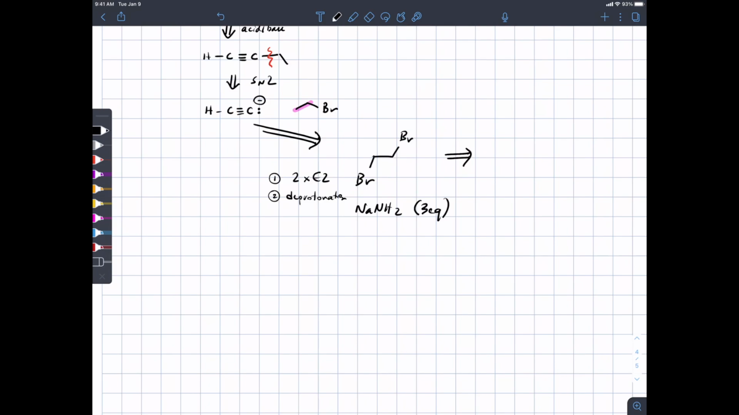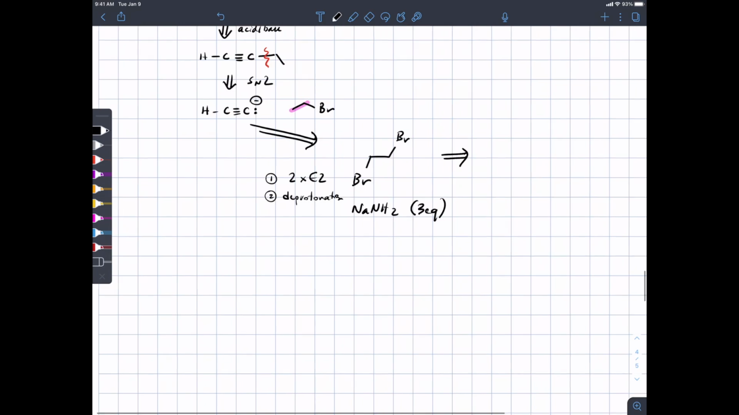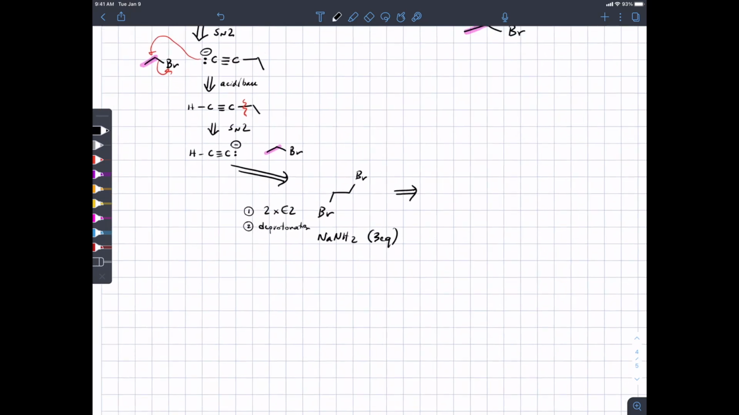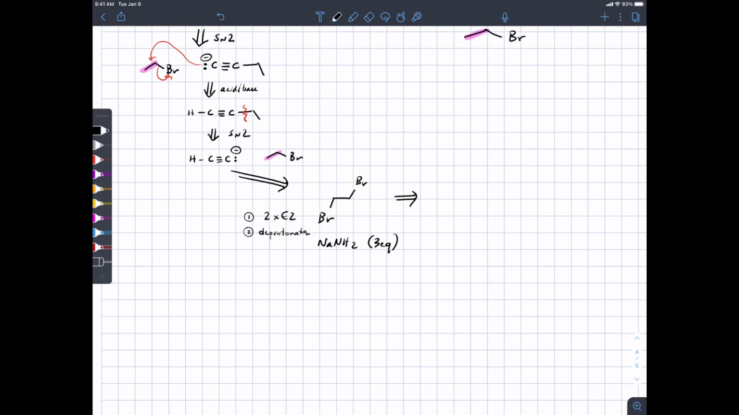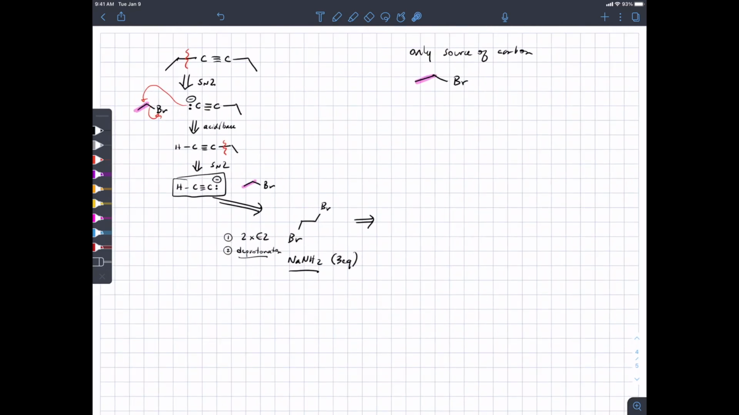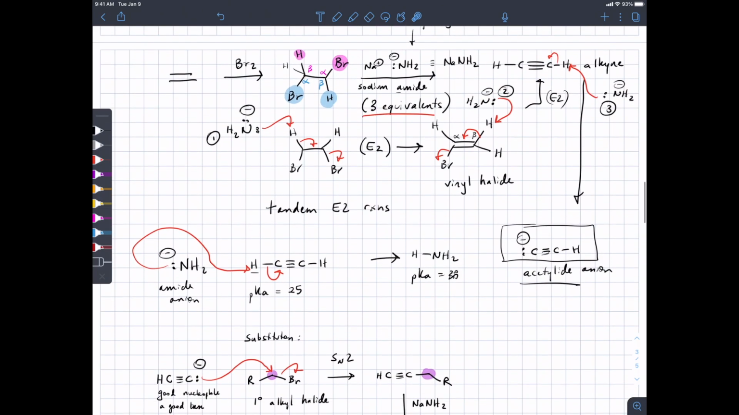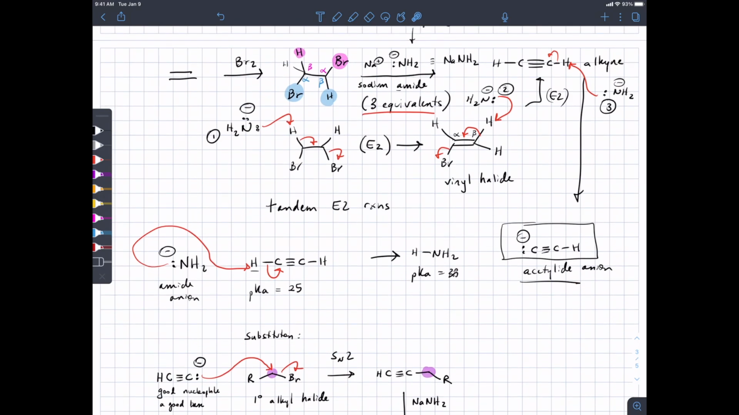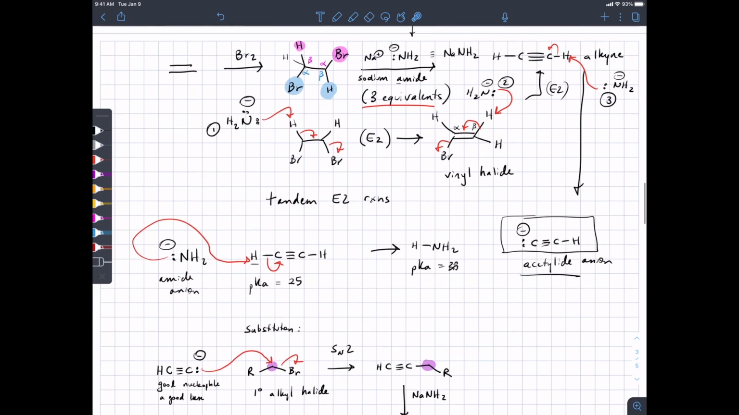All right, where do I get the vicinal dihalide from? The bromines on adjacent carbons. Going back, we're using three equivalents of base for 2 E2 reactions? For the two E2 reactions and the deprotonation, that will get you all the way to this acetylide anion. That's basically what we did up here. I'm moving on to the next one. Other questions?